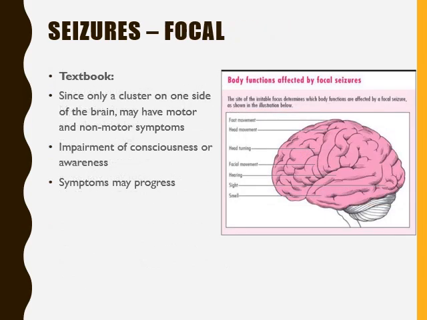Textbook, focal seizures are basically on one side. So you might see an impairment of consciousness or awareness, and then the symptoms may progress to actually a generalized seizure. But with the focal one, sometimes you only see a hand moving, and sometimes they might look at you and still be able to answer you, but then they don't remember what you asked them.